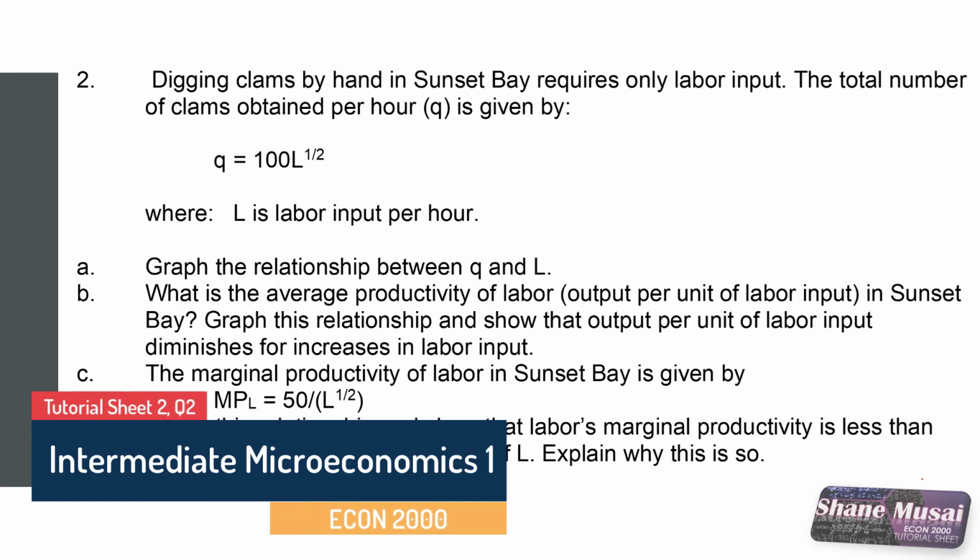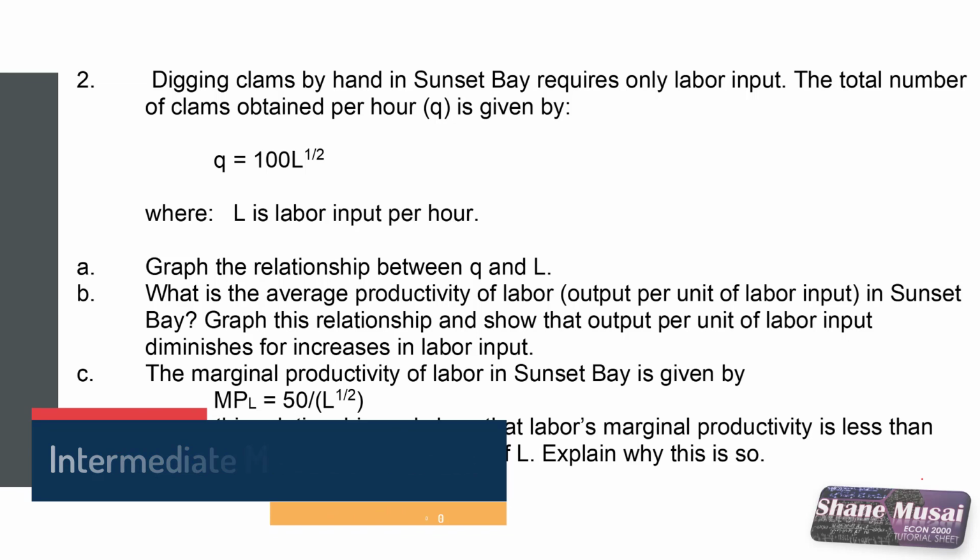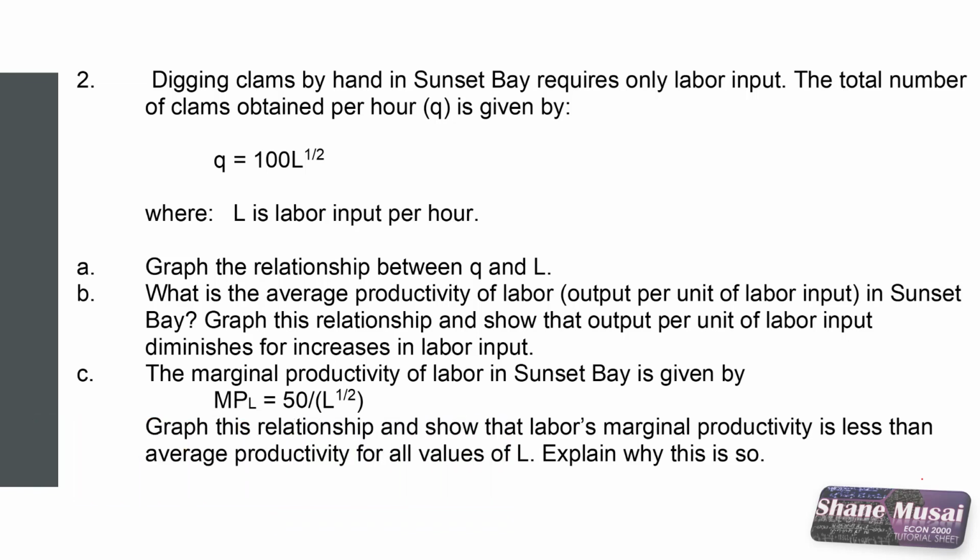We are at Sunset Beach and they're digging clams by hand, and it requires only labor input. The total number of clams obtained per hour is given by Q = 100 times the square root of L, where L is the labor input per hour. Part A says, graph the relationship between Q and L.